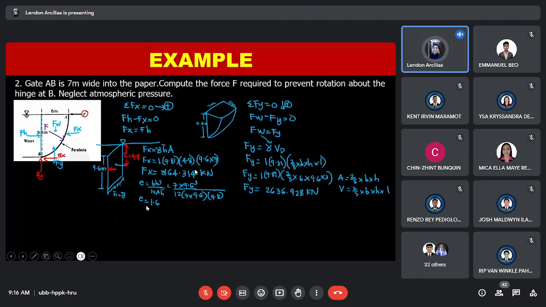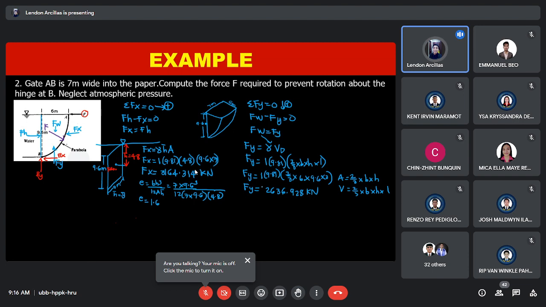Okay, again, we just solve the value of E for F of X or F of H, where it is the part of the curvature. Yung x-axis niya is the F of H. Okay? So, ang location ng F of X or F of H is 1.6 from the centroid of this rectangular gate. So, next is the centroid of this F of Y.